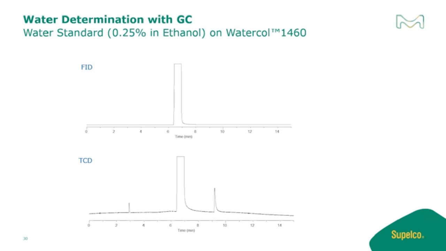Here's what the standard looks like. This is the FID, of course. This is our water standard, 0.25% ethanol in water. And you can see the FID on top, and then the bottom chromatogram shows the thermal conductivity detector and water eluting well away from the ethanol peak. So you can quantitate both water and ethanol in one analysis.